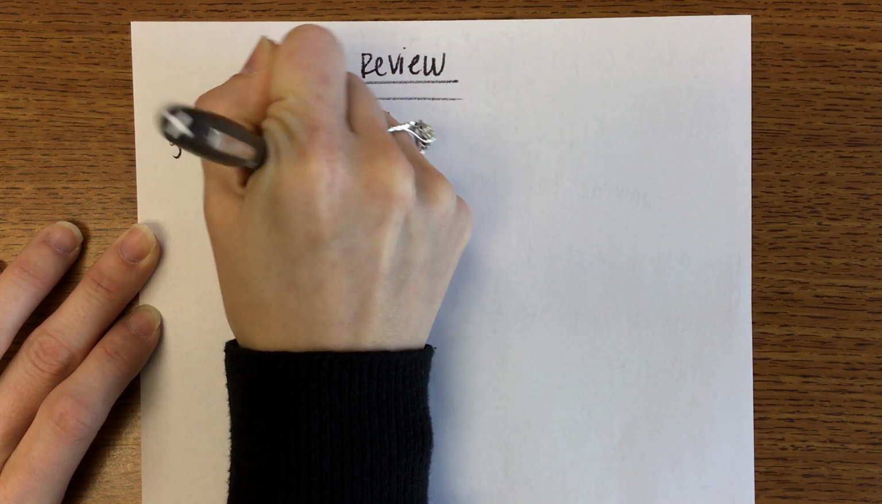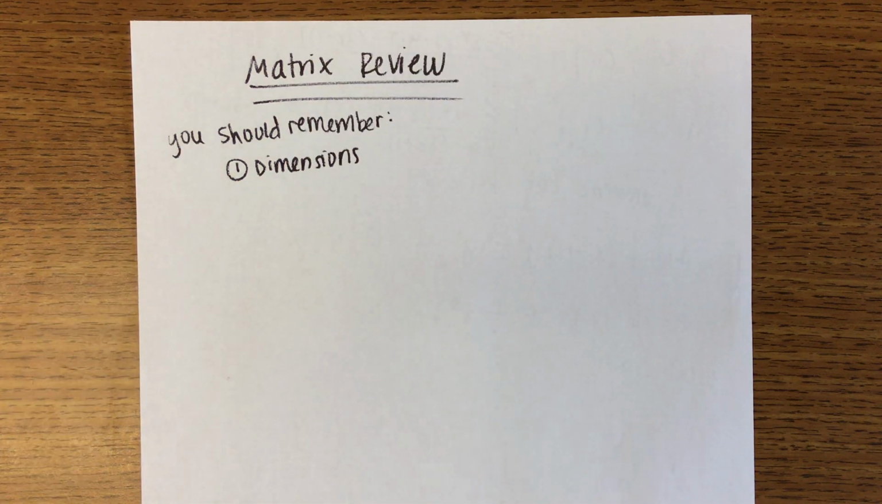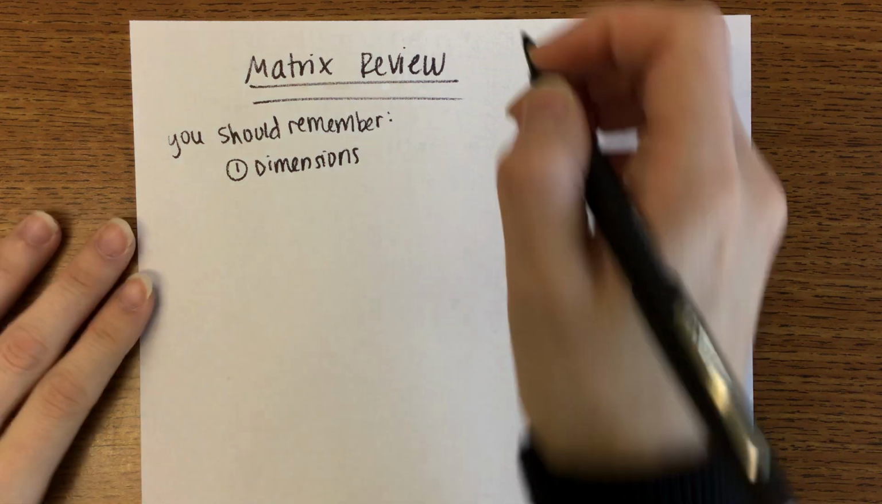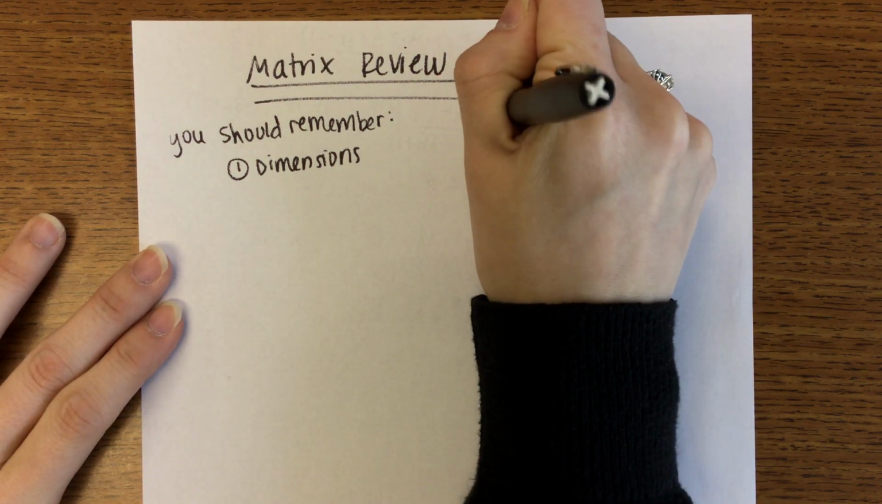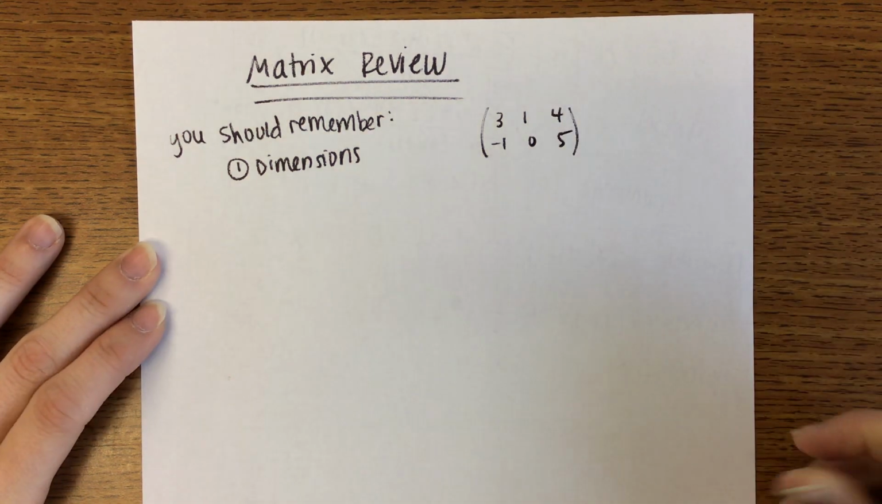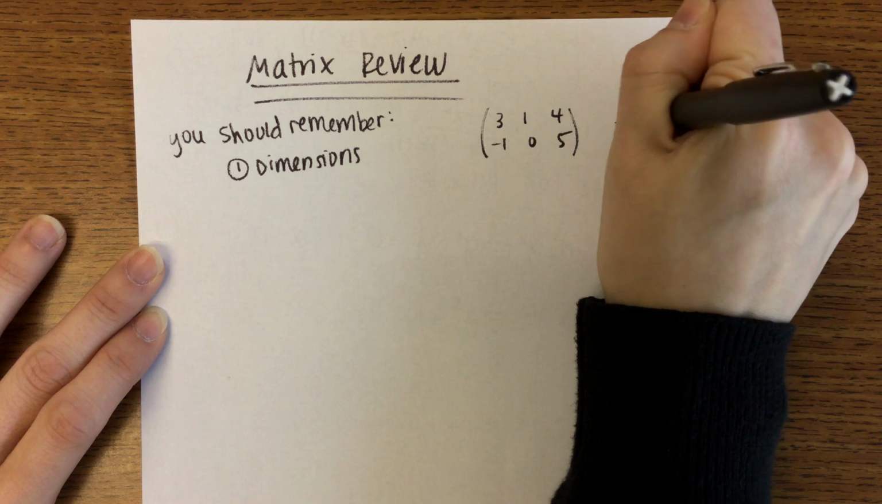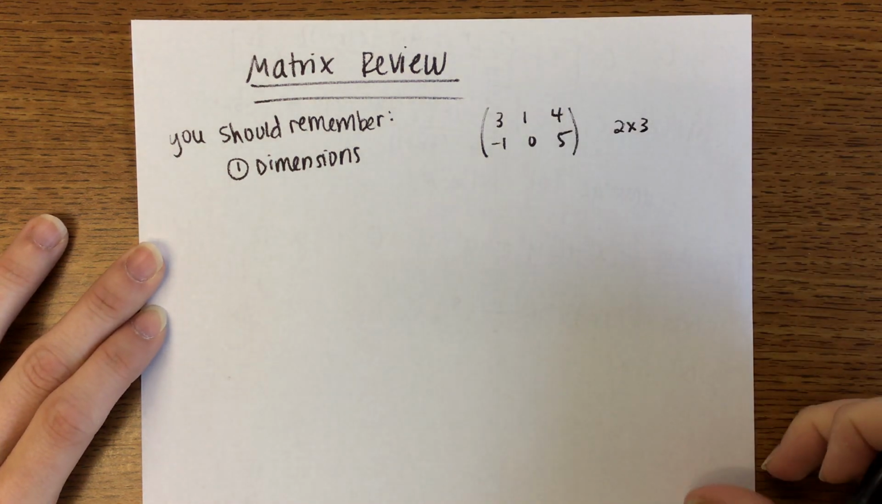First one, how to find the dimensions of a matrix. And how do I do that? Okay, for example, a matrix like this. What are the dimensions? 2 by 3. 2 rows, 3 columns.